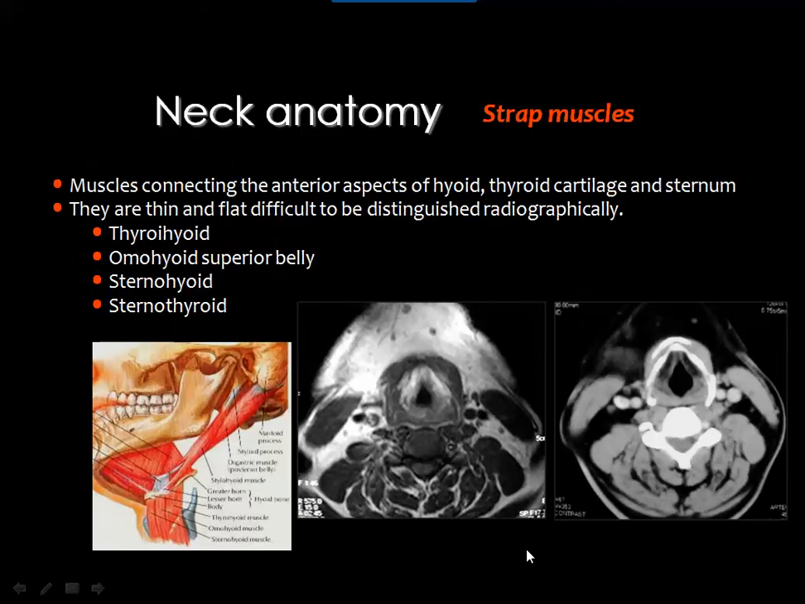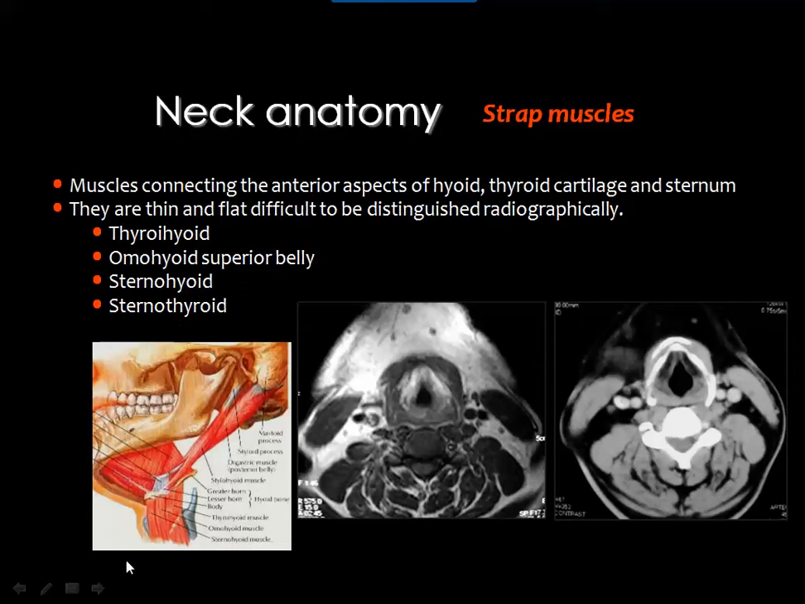And the same by CT and by MRI, you can see this is the region of the false vocal cord. I will mention that after, but this image is just to show what's known as the strap muscles. The strap muscles are located anterior to the larynx on both sides, and this is the appearance by MRI, and this is the appearance by CT. They are formed of four main muscles: the thyrohyoid, the omohyoid, the sternohyoid, and the sternothyroid.